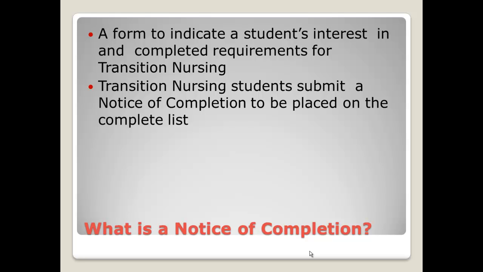What is a Notice of Completion? It's a form to indicate to the nursing department a student's interest in and completed requirements for transition nursing. At this time, our LPN to ADN transition nursing program doesn't use a competitive entry system. So far, each semester we have enough seats to satisfy the demand. A student notifies us of their interest in our LPN to ADN transition nursing program by submitting a form called a Notice of Completion. Once a student completes the requirements on this form and submits it to the nursing office, Fulp 401, they will be placed on the complete list and be eligible for the next available class. More details about this process will be discussed in the following slides.